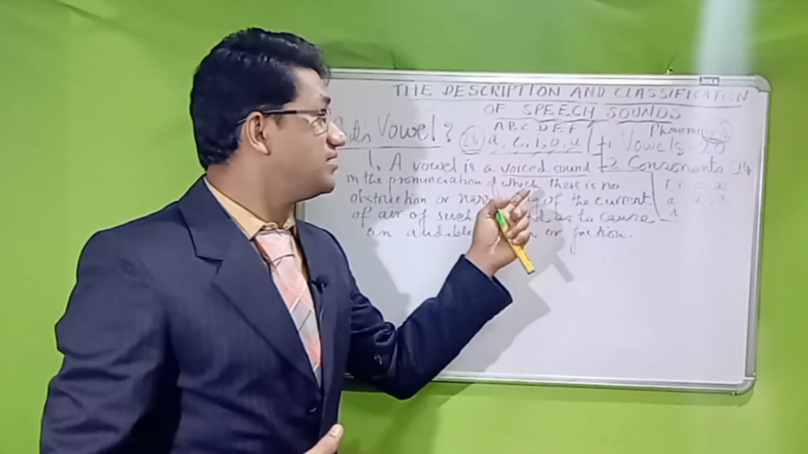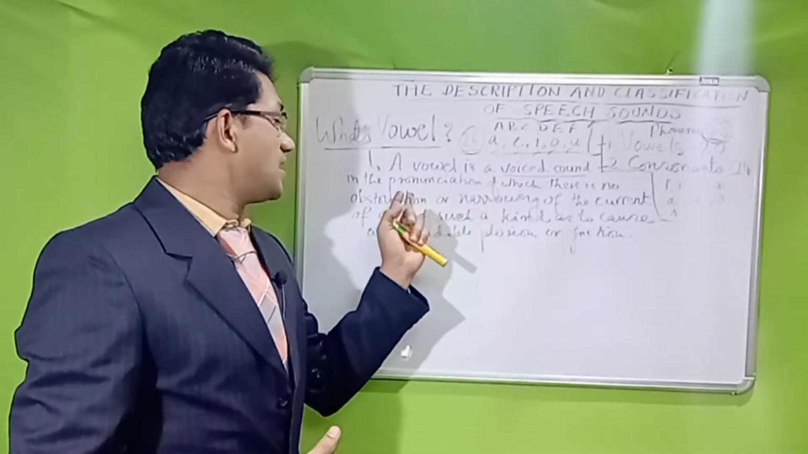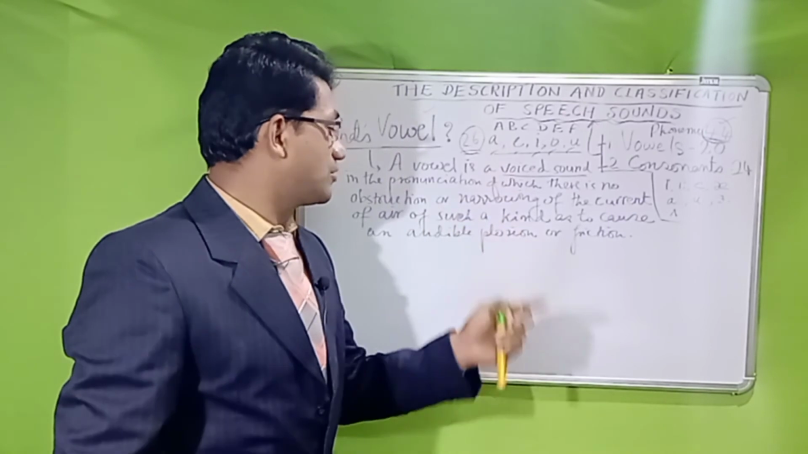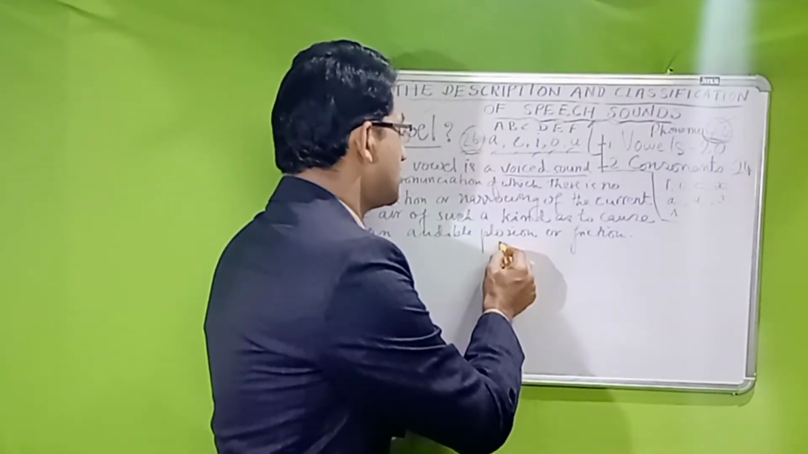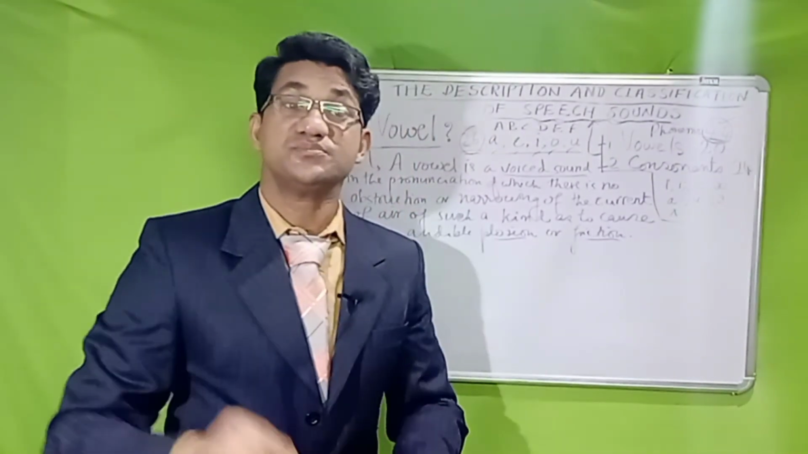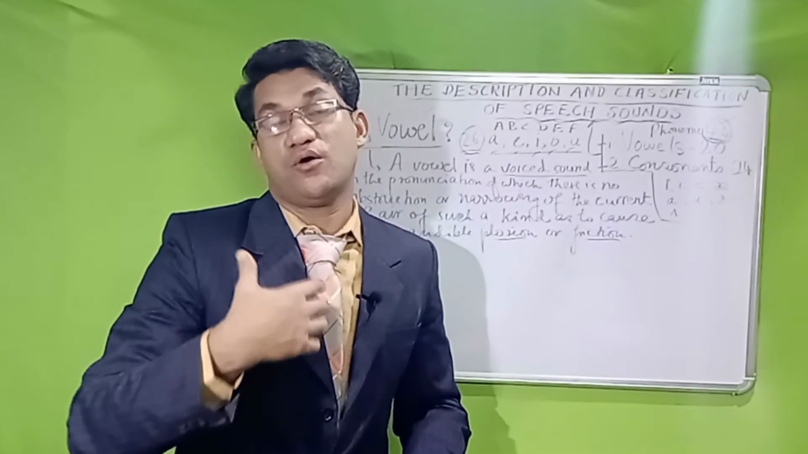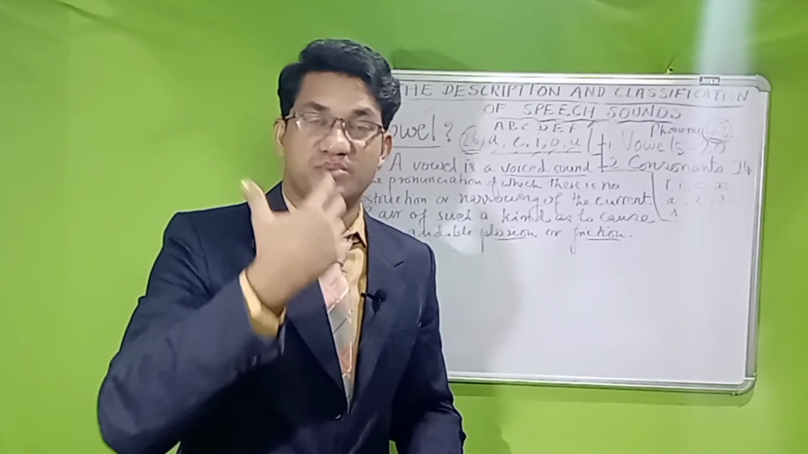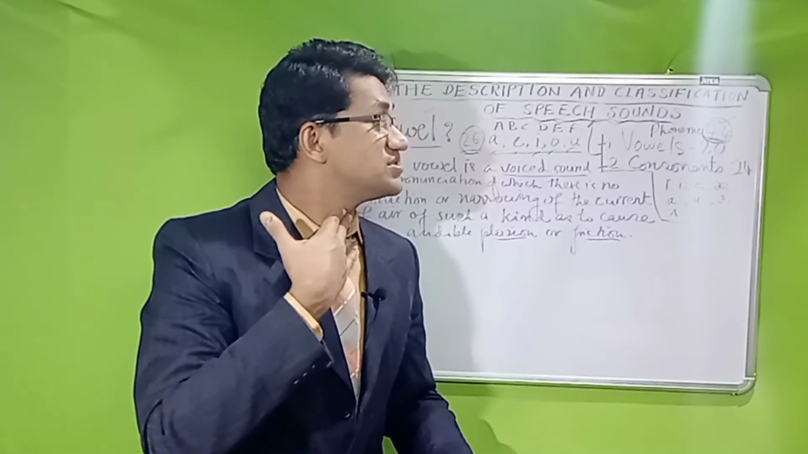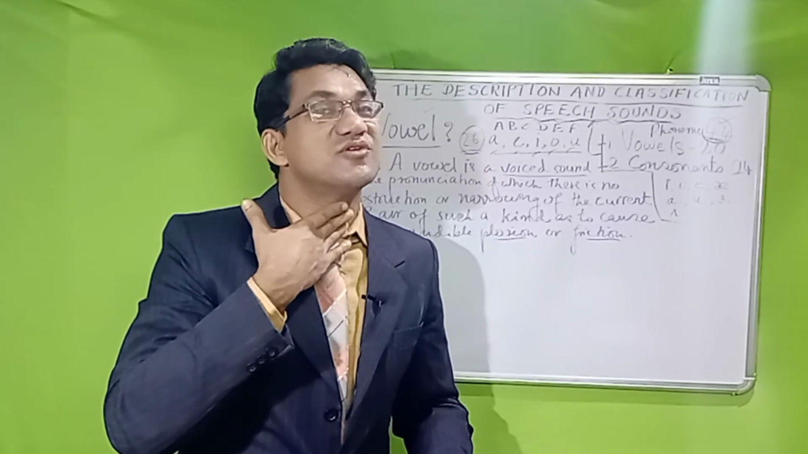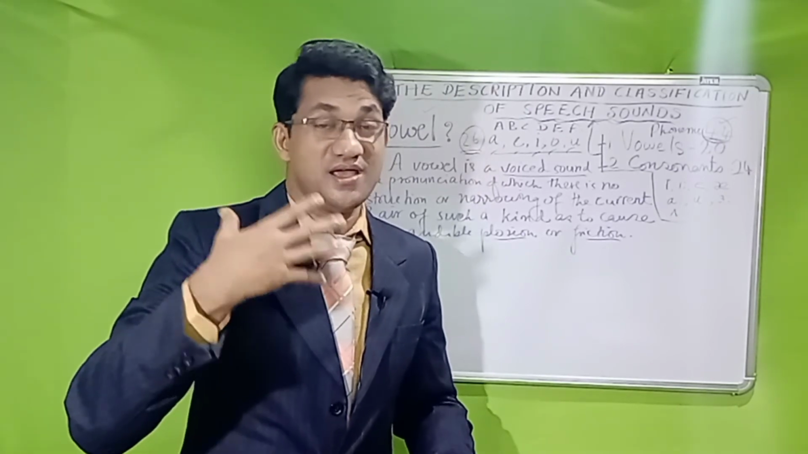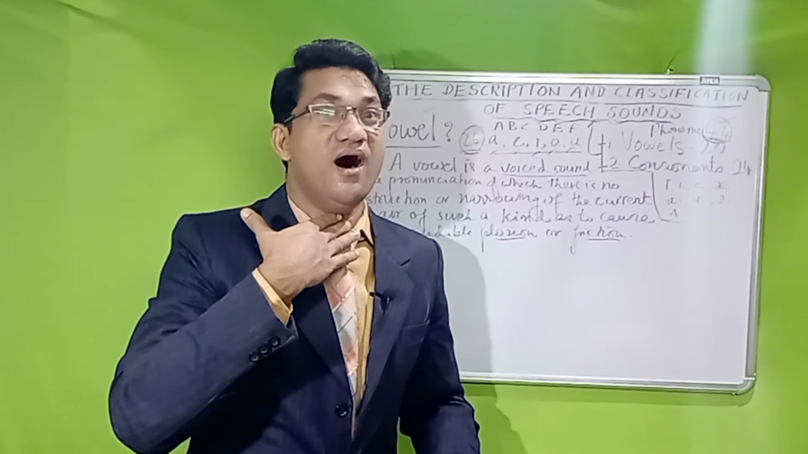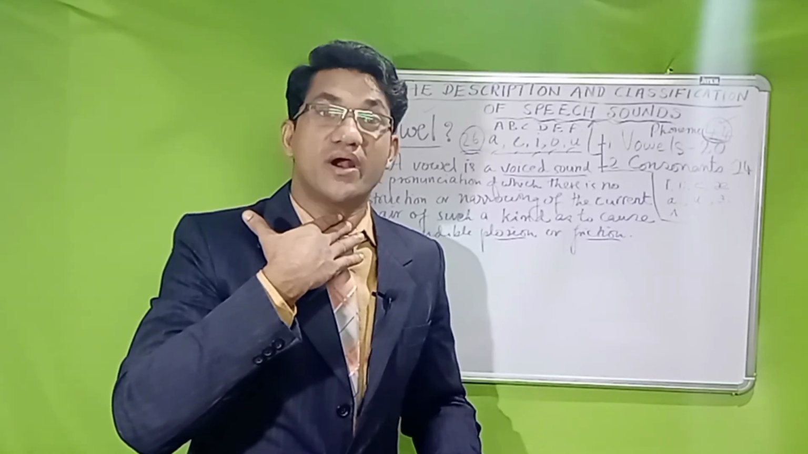So a vowel is a voiced sound in the pronunciation of which there is no obstruction or narrowing of the current of air of such a kind as to cause audible plosion or friction. We have to understand plosion and friction. A vowel sound comes from the lungs and passes through the vocal cords, and as the air passes through, there is some vibration. Feel for yourself. You say E, E, E. You can keep your palm or fingers here and feel the vibration. E, E, A, Ah, Ooh. We have the vibration there.